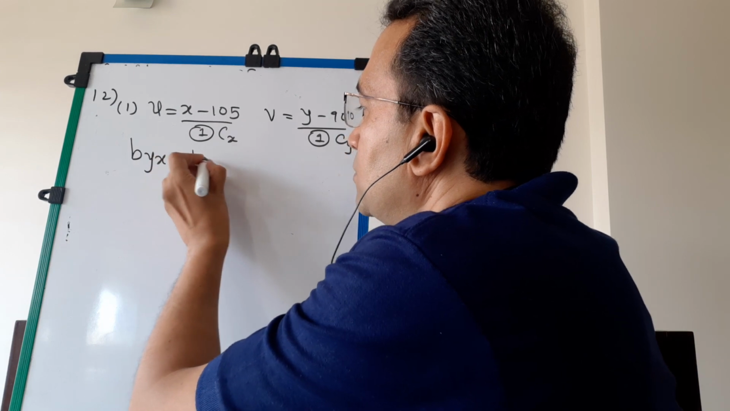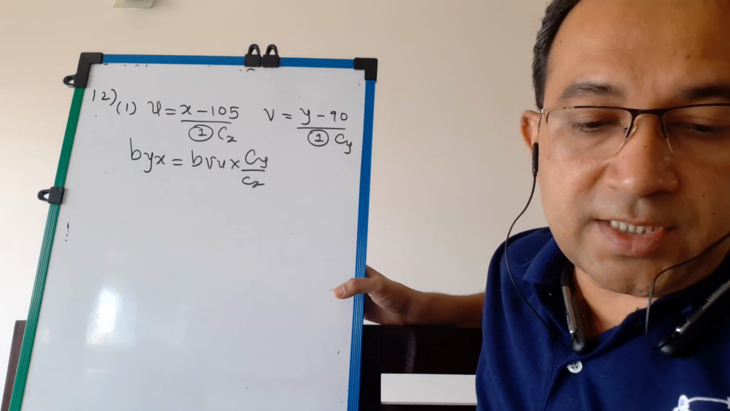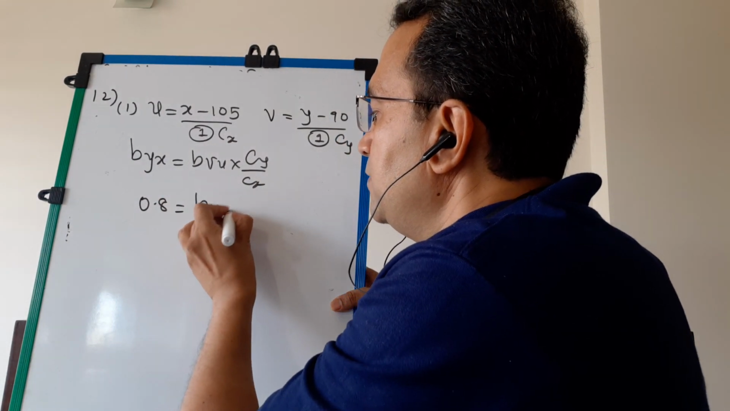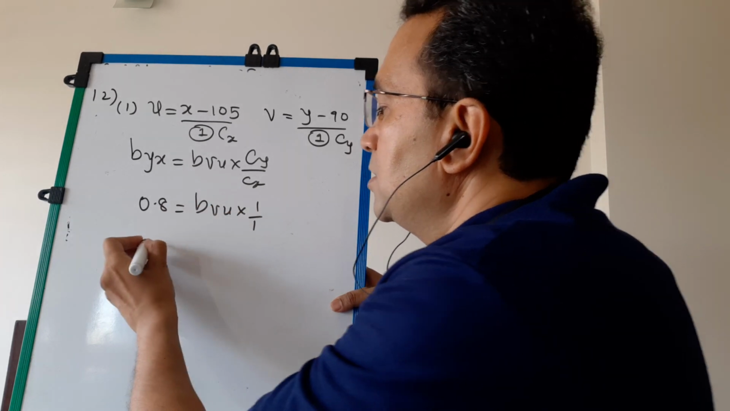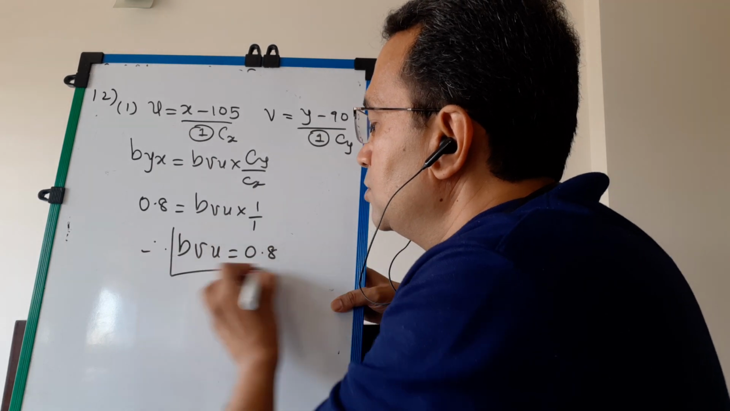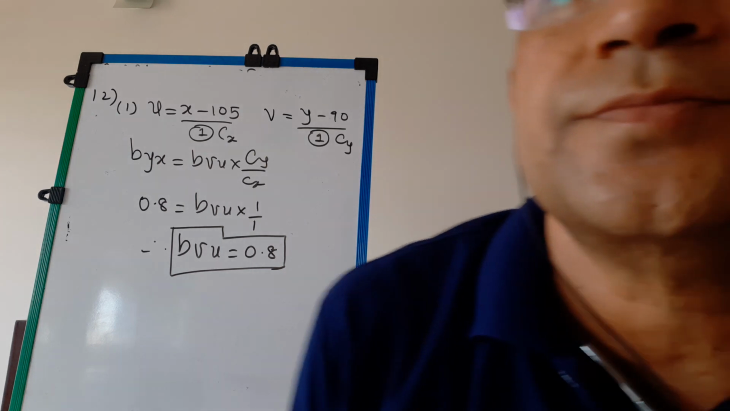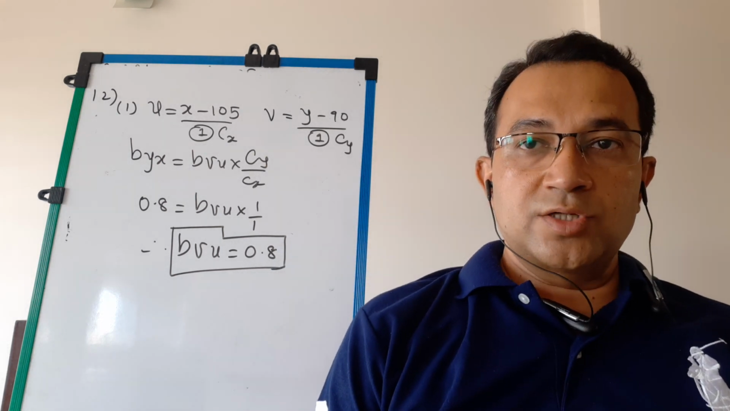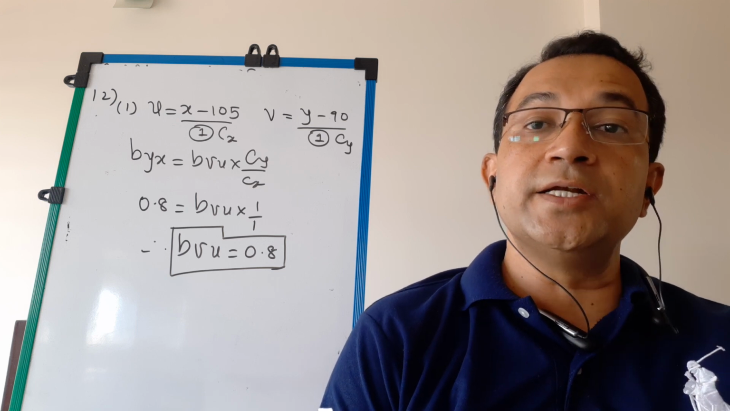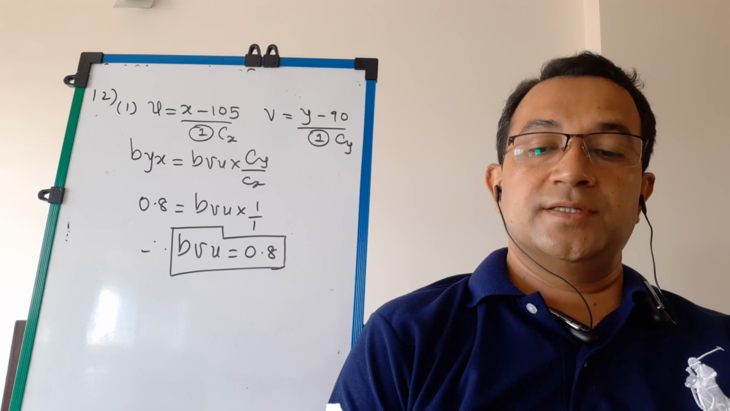Byx is equal to bvu into cy upon cx. Byx is 0.8 is equal to bvu into 1 upon 1. Therefore the answer is bvu is equal to 0.8. So this is what, students, we have to apply as far as concept is that if nothing is there in the division, then understand that cx and cy are 1.